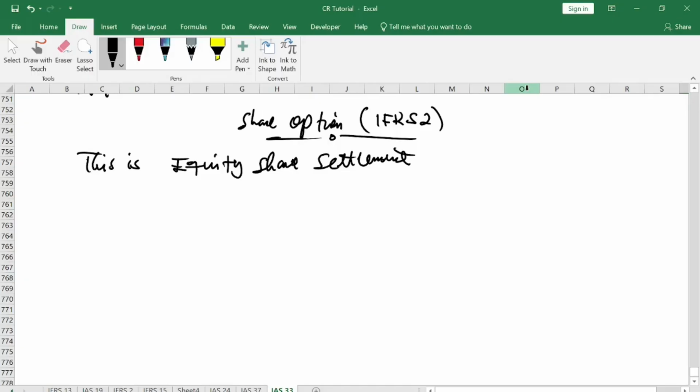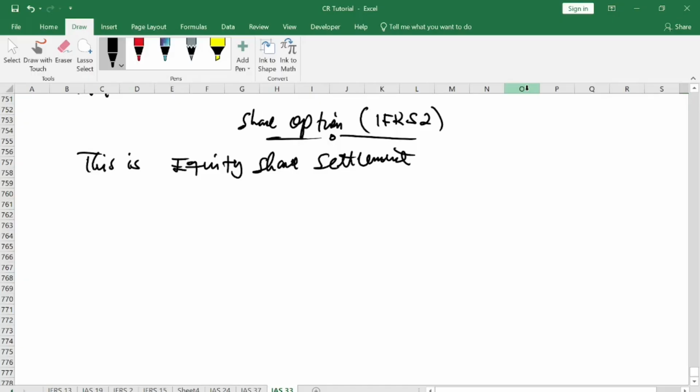So this is a form of reward or incentive to the employees. They can give them the share option or equity share settlement, so they can settle them in that manner. When that happens, this also can dilute basic earnings per share. So that is what this simply means.